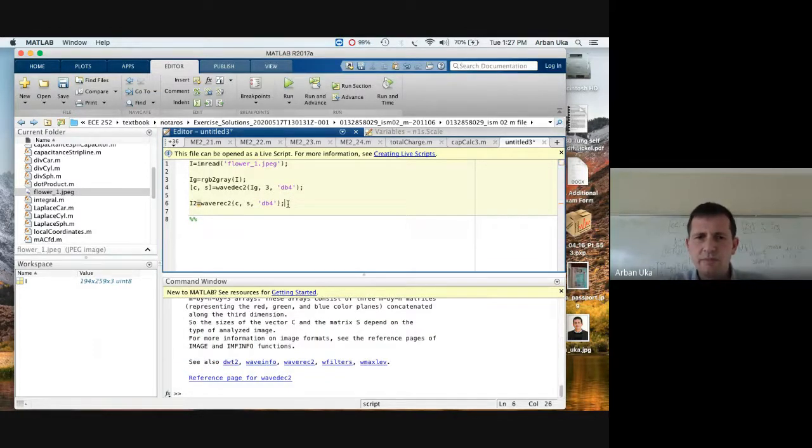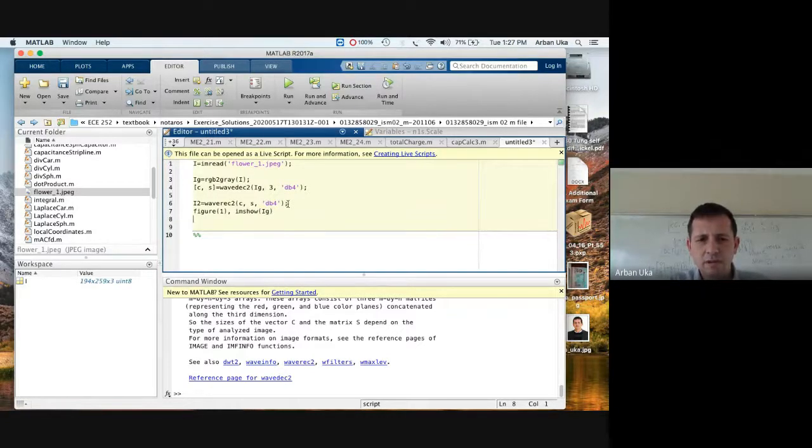MATLAB is pretty busy. Then here we can have figure 1. We can show the image in grayscale. Figure 2, we can show what the image looks like after we have recomposed it. So this is the decomposition here, and we recompose it back here. And figure 3, we can try to show the difference between these two images.